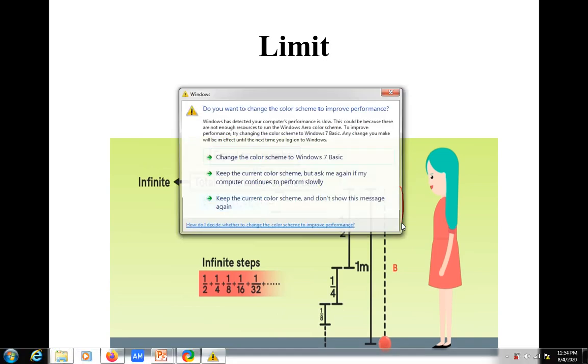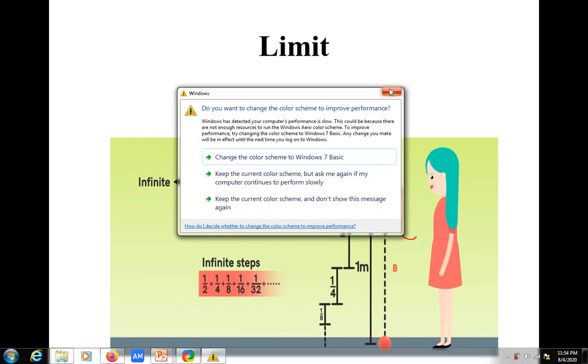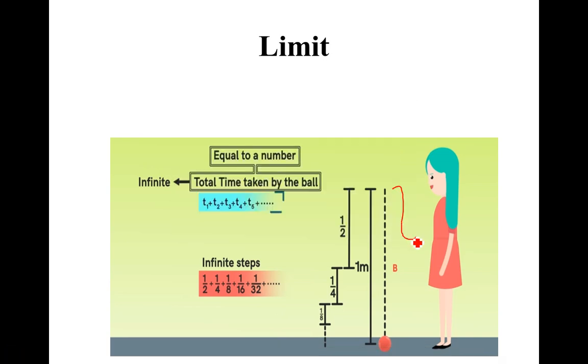When it takes the whole path, it takes 2 seconds. Then for the half of the path from A to B, it will take 1 second, and for the remaining half, it is 1 second, which is 1/2 of the value.